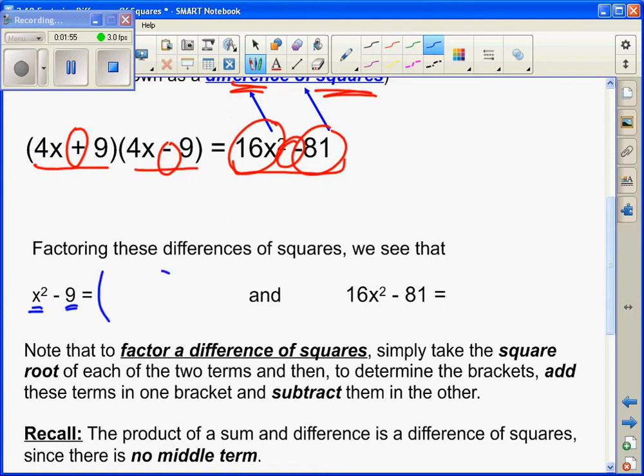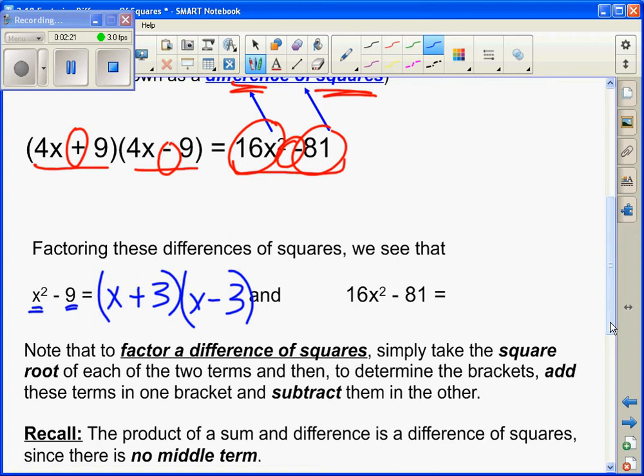So all we have to do is set up our brackets because we know it was a FOIL question in the first place. The first term is the square root of the first, so the square root of x squared is x. The last term is the square root of the last term, which is 3. And we just have to remember this little trick because it's a difference of squares. One of them is plus and one of them is minus. Now the order that you write plus and minus does not matter at all, okay?